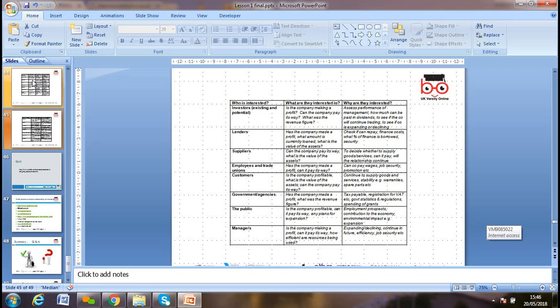Lenders look for different sorts of information as well: has the company made a profit, what amount is currently on loan, and what is the value of the assets. Suppliers want to know whether the company can pay its way. So all these are different users, and they have different perspectives, different interests, and make different decisions, and they use the financial information from different perspectives.